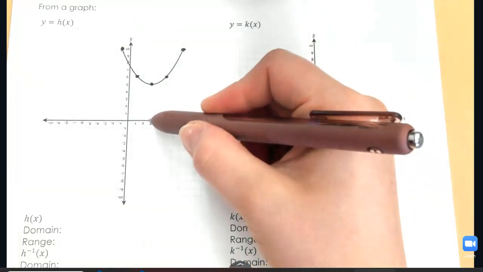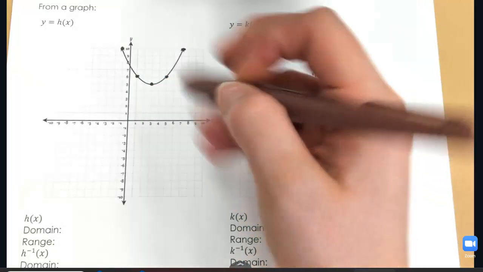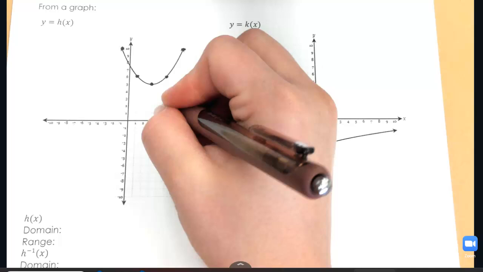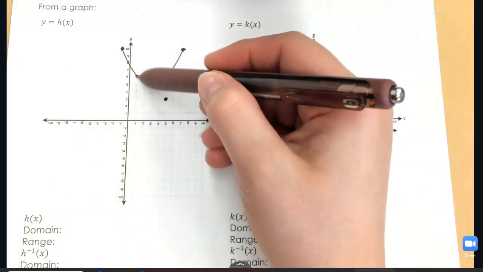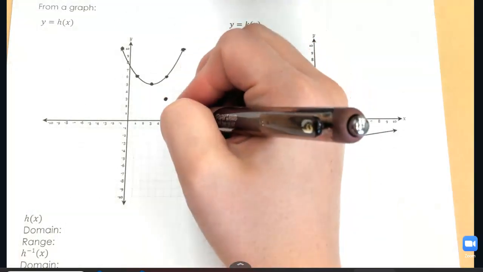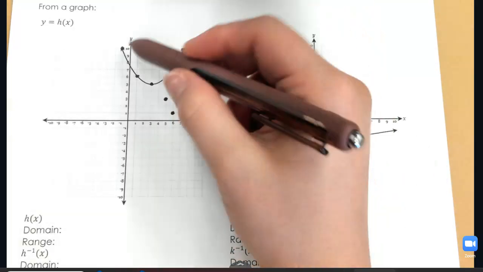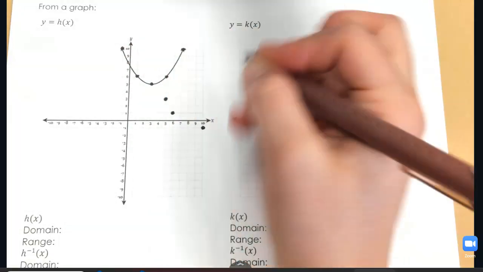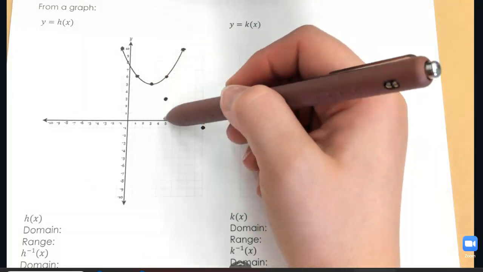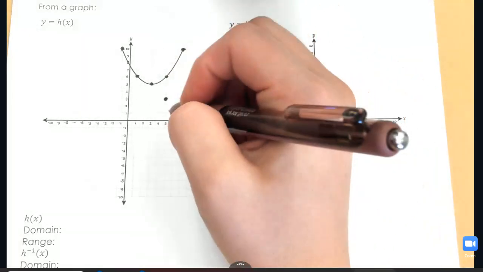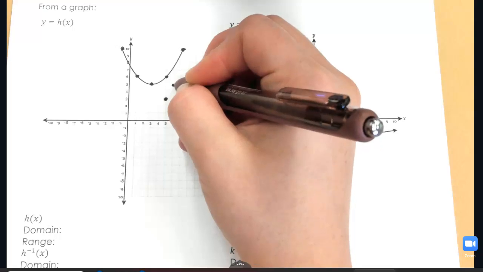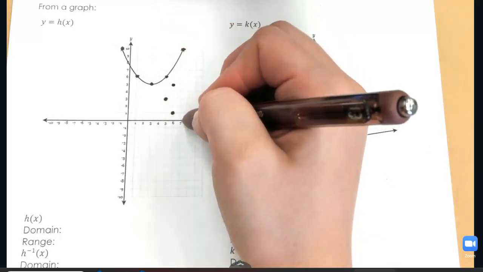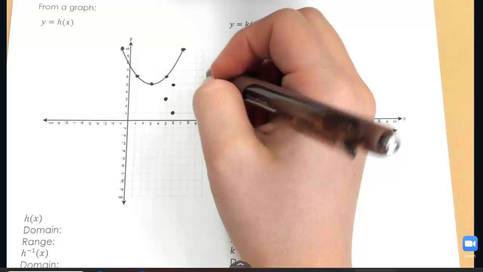Okay, so starting with negative 3, 5, switching that would be 5, 3. And then here I have 1, 6, switching that would be 6, 1. And then over here I have negative 1, 10, switching that would be 10, negative 1. And then here I have 5, 6, switching that would be 6, 5. And then lastly, 7, 10, switching that would be 10, 7.